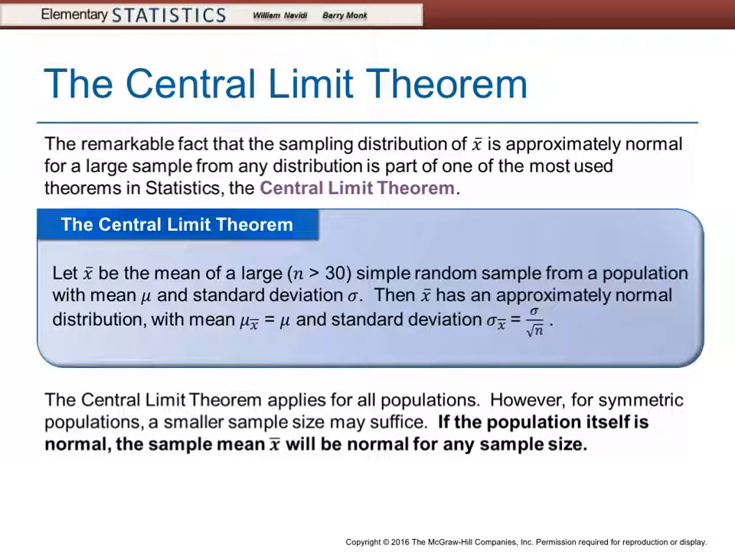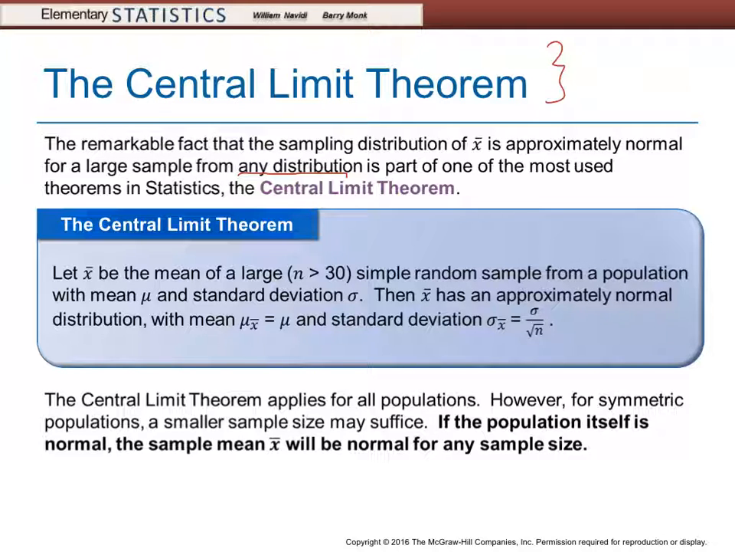So here is our holy grail of statistics, the central limit theorem. The remarkable fact that the sampling distribution of x bar is approximately normal for a large sample from any distribution is part of one of the most used theorems in statistics, called the central limit theorem. So, this is what it says.